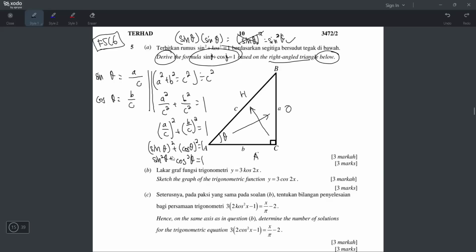And you can see this formula is this formula. Okay, this is the basic identity already. It means saya sudah berjaya derive formula ni lah. So now I can just write the word derived. Okay, so this is how you derive the basic identity. Okay, that's all. Okay, sudah siap?